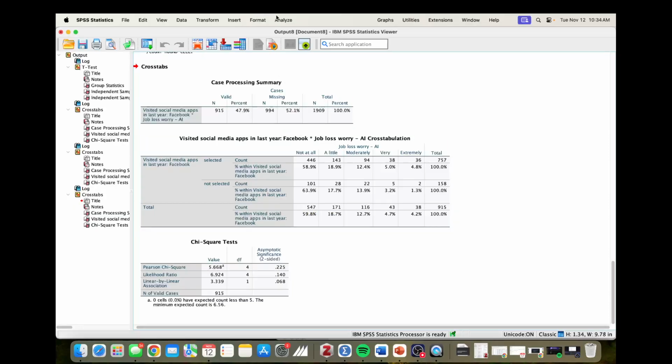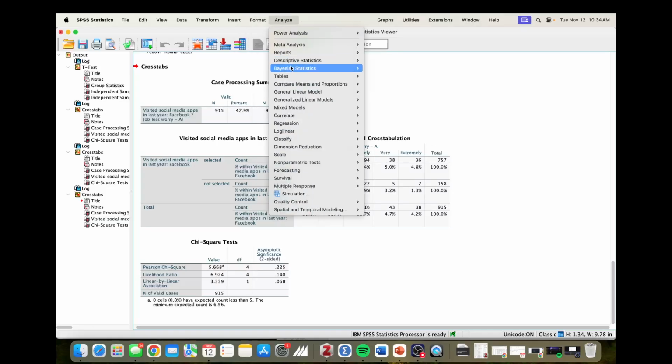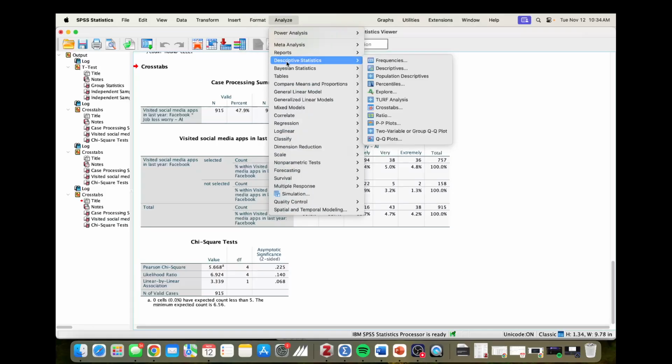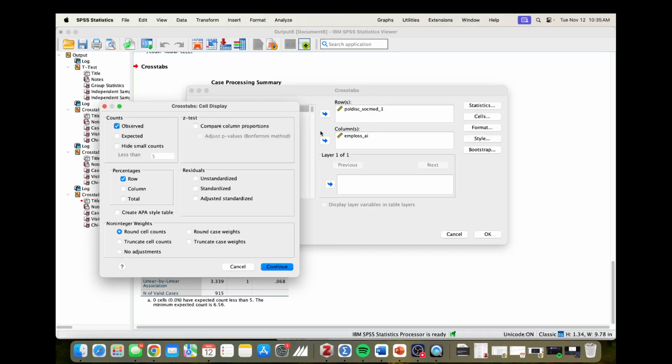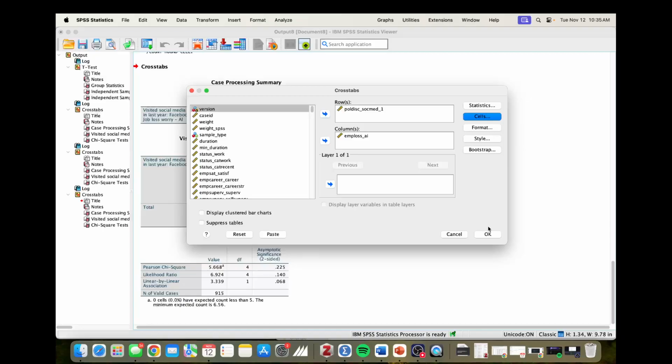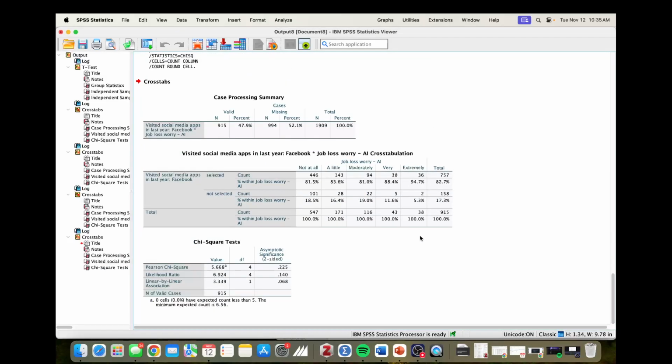Just to give you an idea of what this would look like if we put our percentages on the columns, we'll get the same chi-square, but things just look a little bit differently, and it's a little bit different when you interpret the output of the chi-square. So in this case, we have our percentages on the columns.